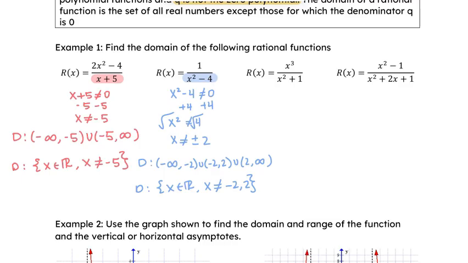Now, if I look at my next one, I've got x squared plus 1. So I'm going to put x squared plus 1 cannot equal 0. I'm going to subtract 1 from both sides. So x squared cannot equal negative 1. And this time when I take the square root of both sides, I get x cannot equal plus or minus i. So i is an imaginary number or a complex number.